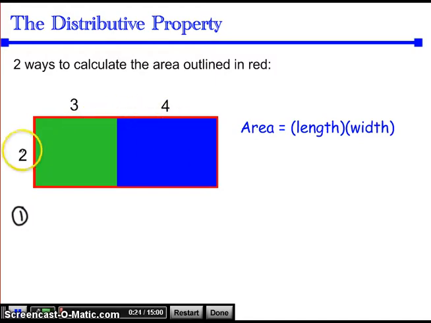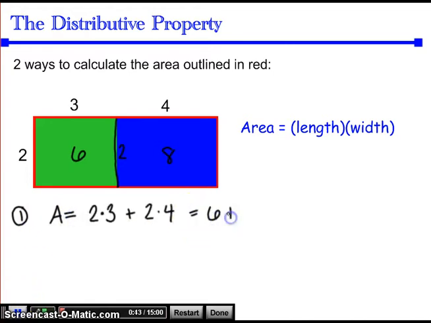So the area of the green is 2 times 3, which is 6. And the area of the blue, if you think of this line as also being a 2, would be 2 times 4, which is 8. So one way to find the area would be 2 times 3, which is 6, plus 2 times 4, which is 8, for a total of 14. And whatever we're measuring in square units.